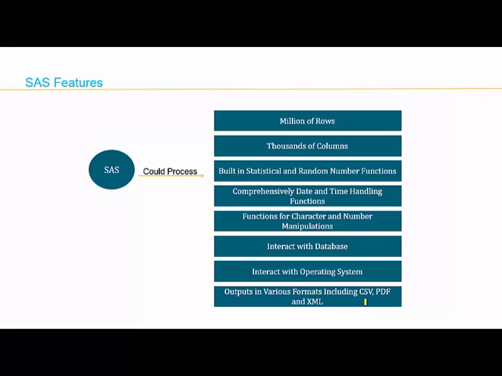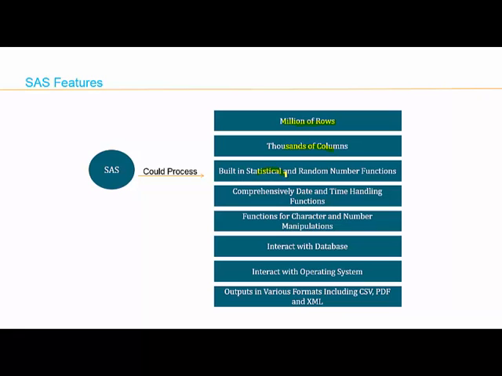SAS is also called a big data software which can be used to crunch, to slice, and perform analysis on your data. It can process and produce insight when you have millions of records. If you have thousands of columns in your table, SAS is still capable of handling them.